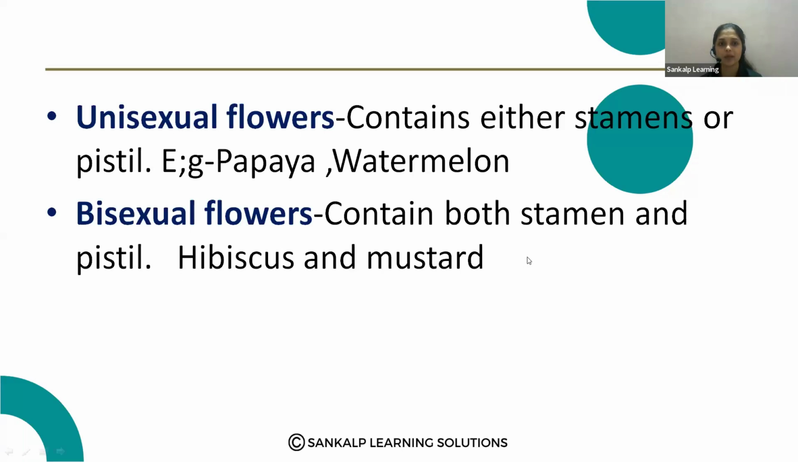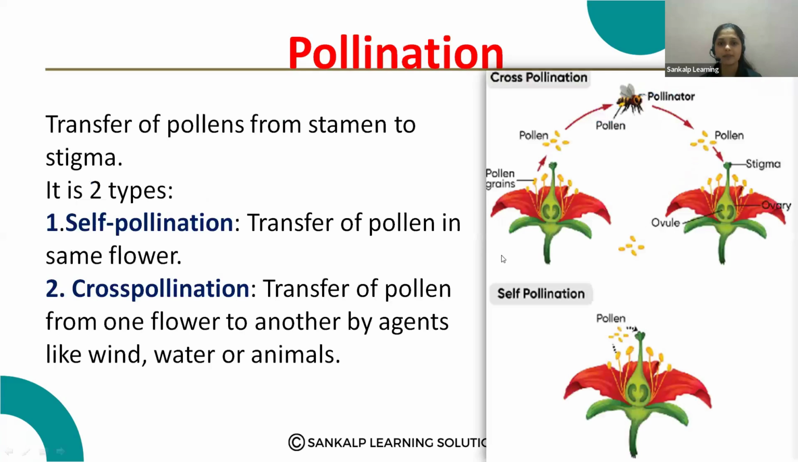So I hope this topic is clear. Then, pollination. So what do you mean by pollination? There should be a transfer of the male gamete to the female gamete. They should fuse, right? So that is nothing but pollination: transfer of the pollen grains from the stamen to the stigma.